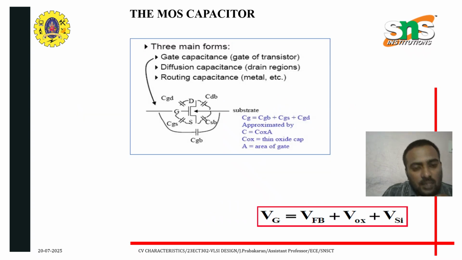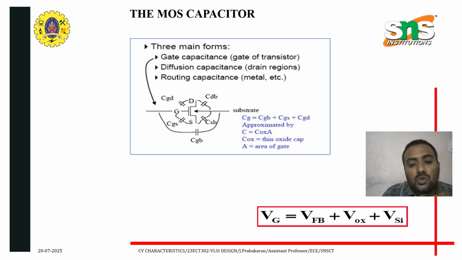Next, you can see three main forms of the capacitance. First one is gate capacitance, which is the gate of the transistor. Also, you can refer to this diagram. Next one is diffusion capacitance, which is in the drain region. Next one is routing capacitance, or metal, etc. Here you can see Cg equals Cgb plus Cgs plus Cgd.